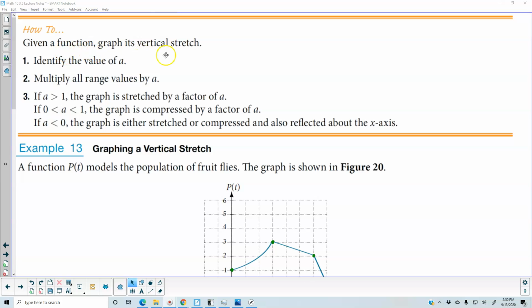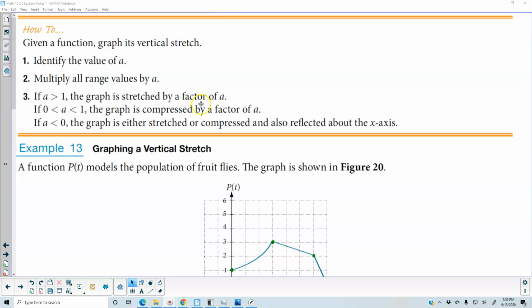Given a function, graph its vertical stretch. Number one, we want to identify the value of a, being the constant. And then we're going to multiply all range values by the constant a. Now, part 3, if a is greater than 1, then the graph is going to be vertically stretched by a factor of a.